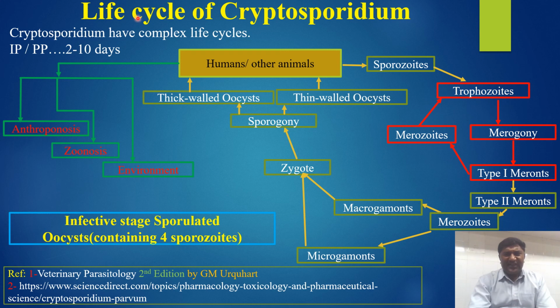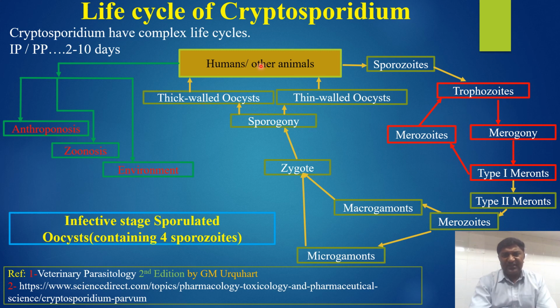So this is the life cycle of Cryptosporidium, and Cryptosporidium has a complex life cycle, and its incubation period or prepatent period is 2 to 10 days, but the average is 7 days. In humans or other animals, first of all, there are two main oocysts, the thick-walled oocyst and the thin-walled oocyst. When the thin-walled oocyst is ingested by humans or other animals, it is destroyed due to immunity, while the thick-walled oocyst is resistant.